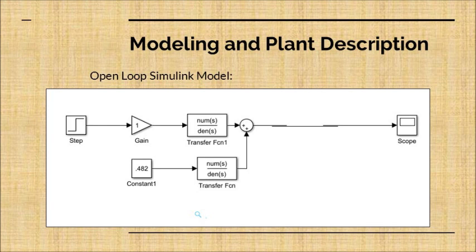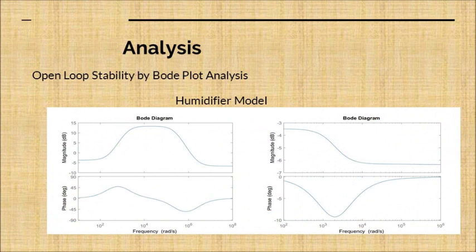Here you can see a Simulink model of our open-loop block diagram, which was shown in the previous slide. The scope block element was used to watch a live time delay response of our system during testing. The step block function will indicate the on-off activation of the humidifier. According to the Bode plot analysis of our open-loop transfer functions, both the humidifier and the fan are stable.